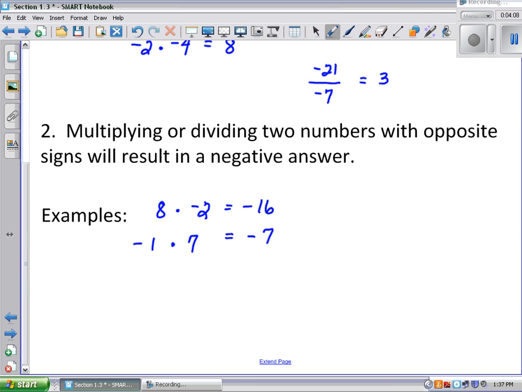Same thing when we're dividing. Negative 18 divided by 3. I have one negative sign, the negative stays. 18 divided by 3 is 6. Or if I have 25 divided by negative 5, one negative sign, it stays. 25 divided by 5 is 5. So when you're multiplying or dividing two numbers with opposite signs, you will get a negative answer.